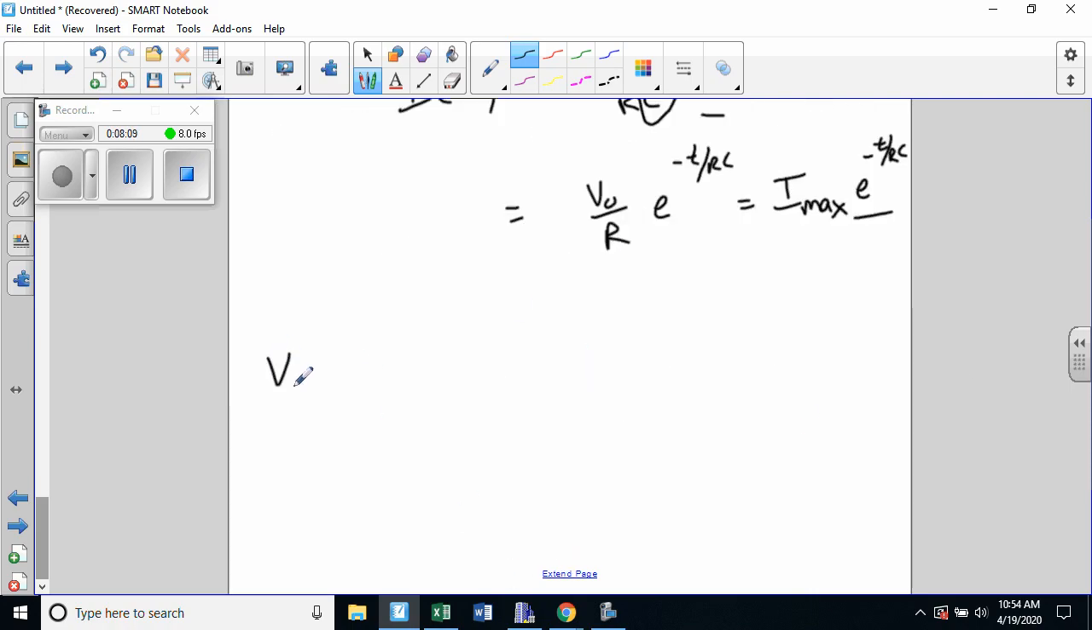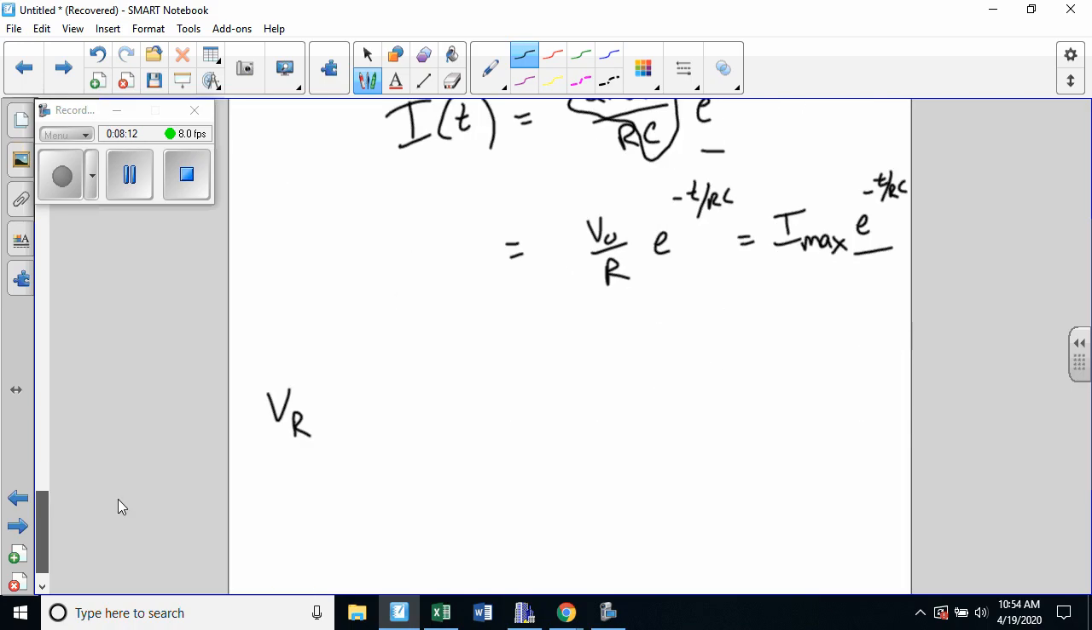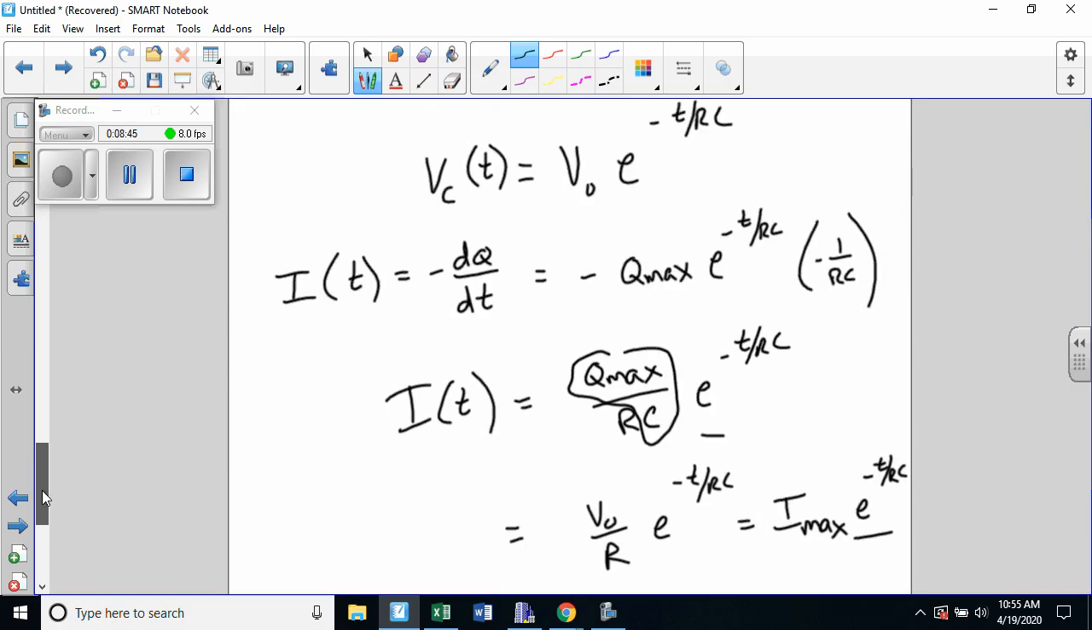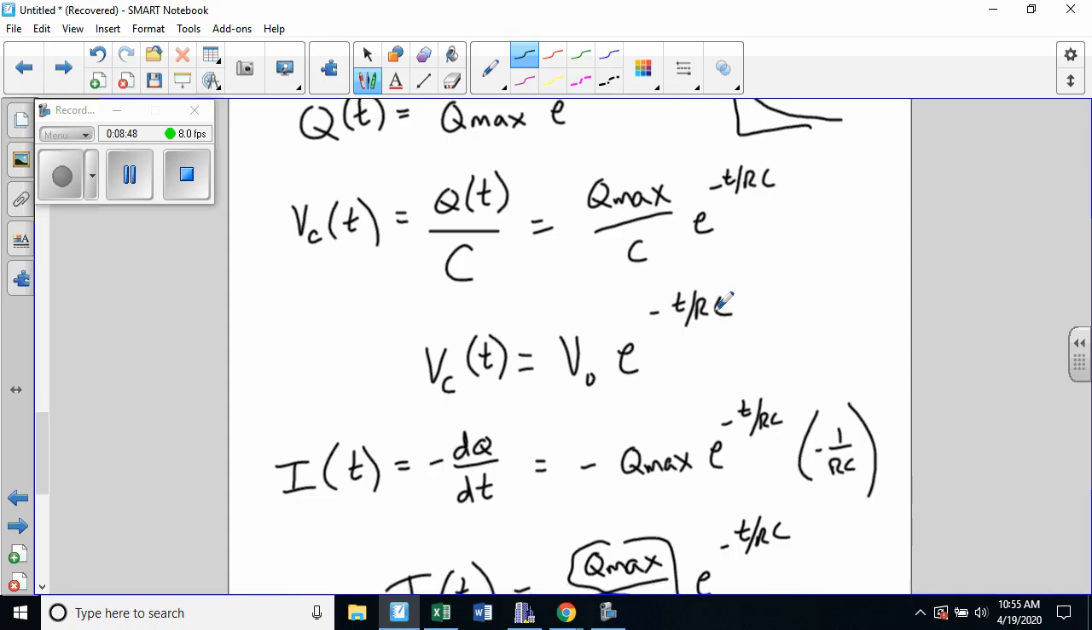The last one would be the voltage on the resistor. Voltage on the resistor as a function of time we know would just be current as a function of time times R, right? V is equal to IR. So let's take our I max times R times e to the minus t over RC. I'm just multiplying this by resistance. But what is I max times R? When the voltage is a maximum on the resistor, that would just be our V initial. So V initial e to the minus t over RC. What's interesting is that is exactly equal to the voltage on the capacitor. We said it was V naught e to the minus t over RC.